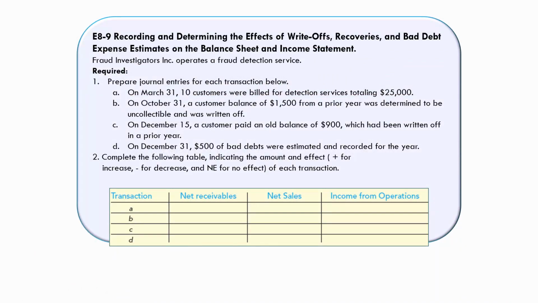Next, we're going to look at the effects of write-offs, recoveries, and bad debt expense on our balance sheet. And so it's going to ask us to prepare journal entries and then complete a table. Now this is one where I can't put the description and the journal entries on the same slide, so I'm going to have to talk about which one of these relates back to these descriptions. The journal entries relating back to the descriptions. If you print it out, it'll be better and make more sense to you.